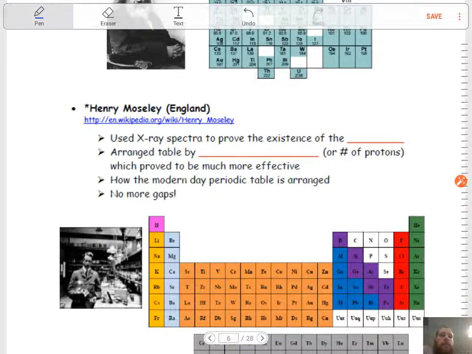Fast forward a little while, a guy by the name of Henry Moseley in England used X-ray spectra to prove the existence of the proton. Up to this point, because of Rutherford's gold foil experiment, we knew that the proton existed, right? Some of those particles were deflected, and we knew the particles were positive, so if they're being deflected, that means there's some other positive charge in the nucleus. Moseley proved that the proton was there, and he actually began arranging the table by atomic number, which is what we use today.